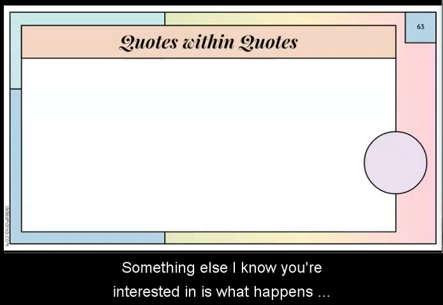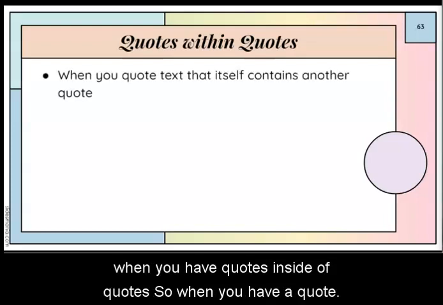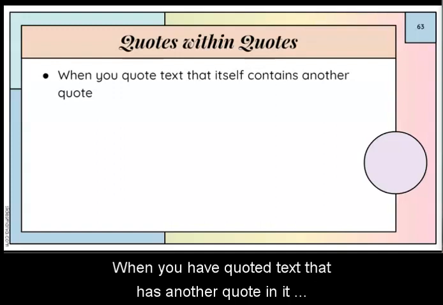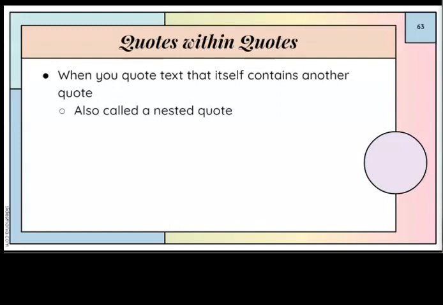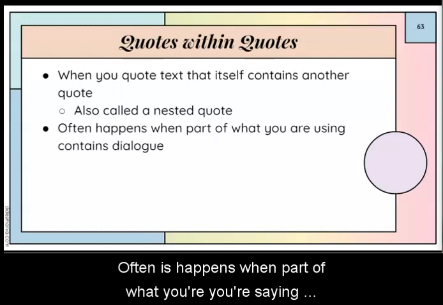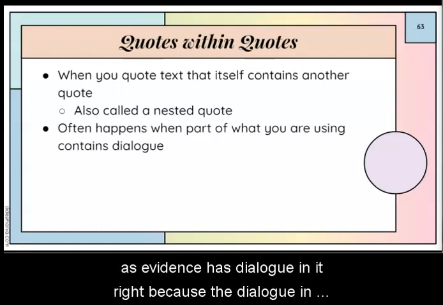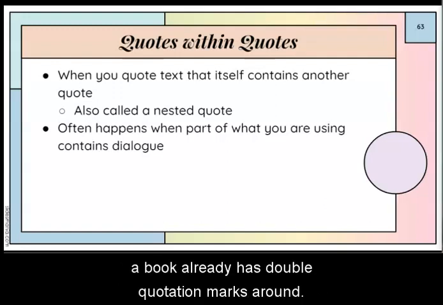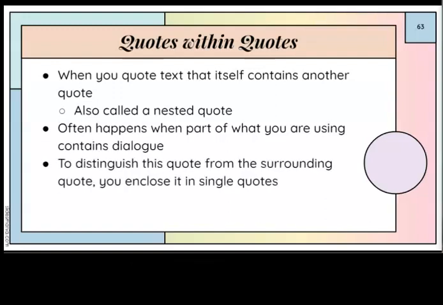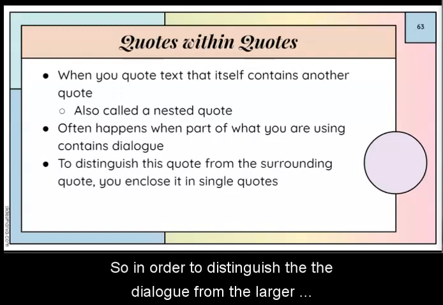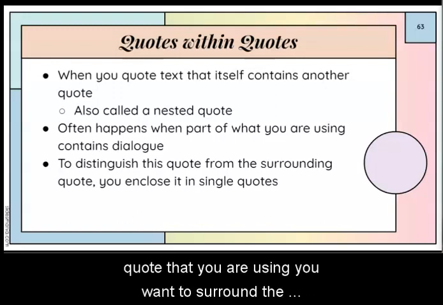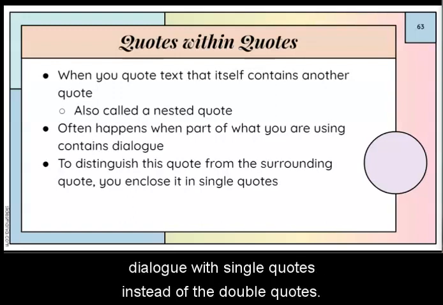Okay, something else I know you're interested in is what happens when you have quotes inside of quotes. When you have quoted text that has another quote in it, this is called a nested quote, okay? It often happens when part of what you're saying as evidence has dialogue in it, right? Because the dialogue in a book already has double quotation marks around it. So in order to distinguish the dialogue from the larger quote that you are using, you want to surround the dialogue with single quotes instead of the double quotes.